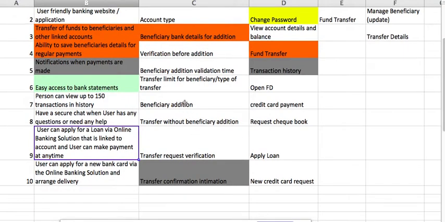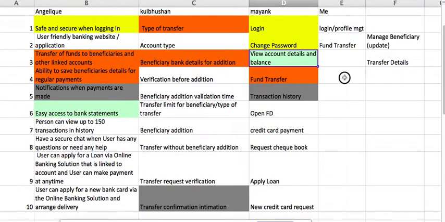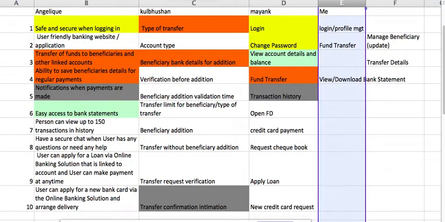No. Transfer limit, beneficiary addition, view the account statement, here it is. Okay, so here we can add this as view and download. So let's put that as view or download bank statement. So you can basically talk about view and download bank statement.